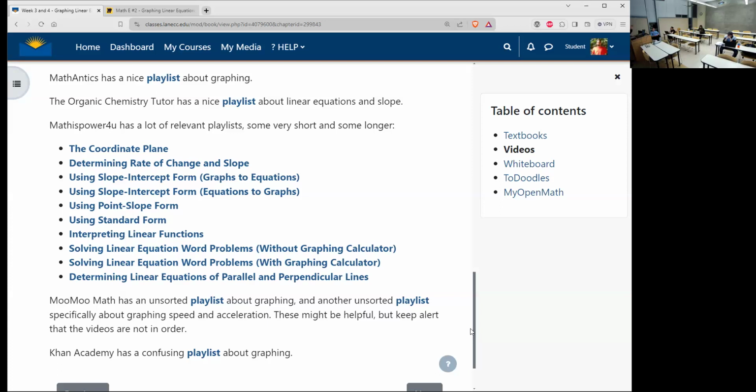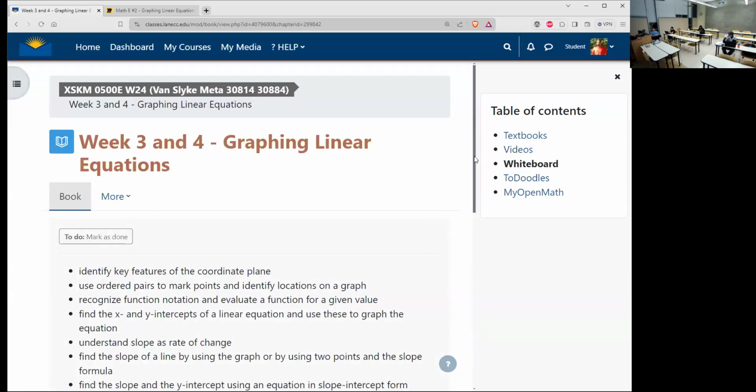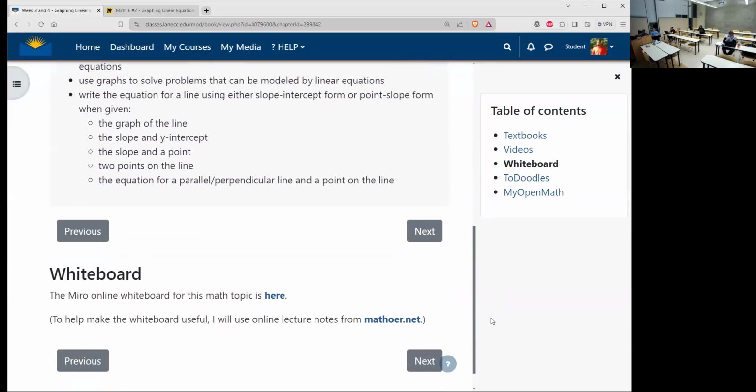Some people really like Math Antics because they kind of have antics, and some of them really like Math Is Power 4U because the way he handwrites and explains things might be clearest or something. So whatever works for you, you'll kind of figure out what ones to do. We have a whiteboard, so each week we have a whiteboard and you can click on it and go there.